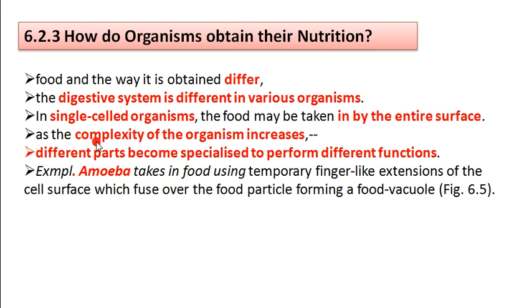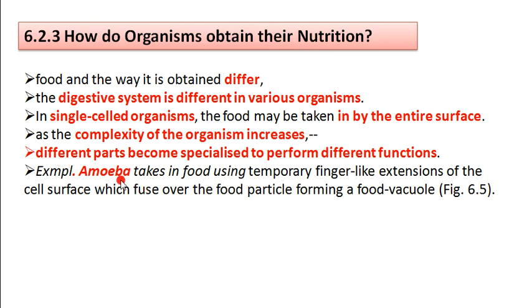Now, as the complexity of the organism increases, the different parts become specialized to perform different functions. As the complexity increases, as in higher animals or higher plants, there are specialized functions and different systems for digestion. Why is digestion required? Because our ultimate goal is nutrition from the food. So digestion is the way to provide nutrition to every cell of the body.